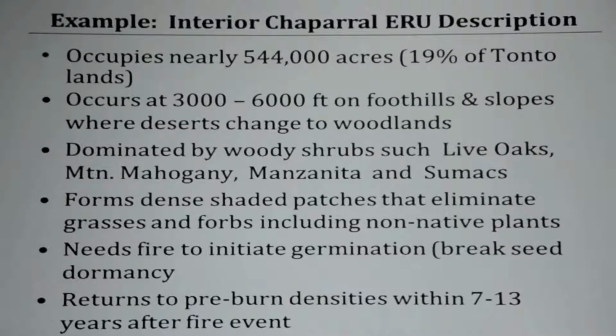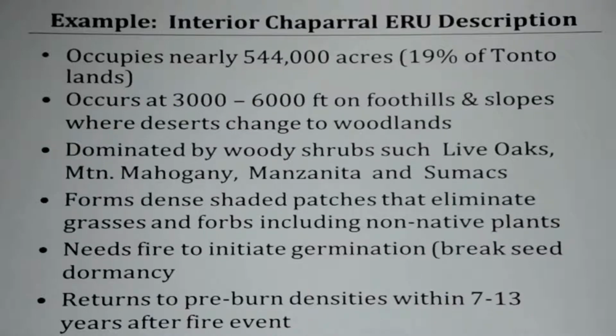Now, what is it? It occupies about 544,000 acres of that 2.9 million that was mentioned earlier. So it's significant, 19% of the land area. It occurs from about 3,000 to 6,000 feet where deserts change into woodlands. And it's dominated by shrubs, not trees. Short vegetation, in other words.